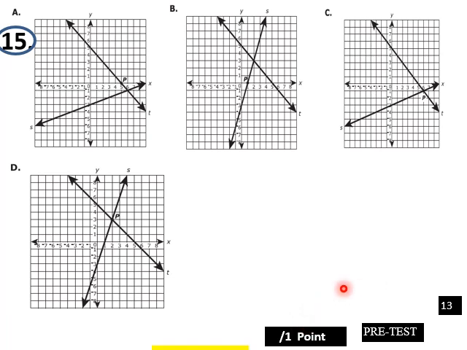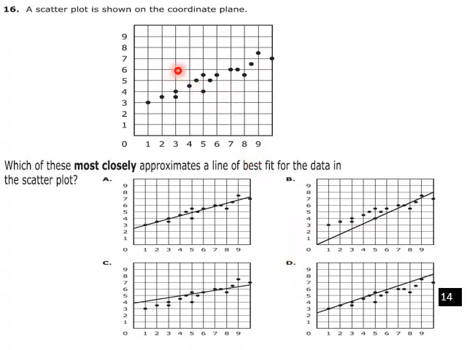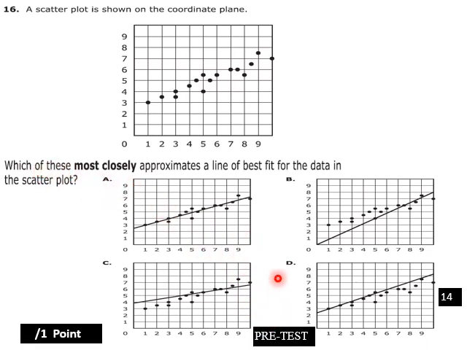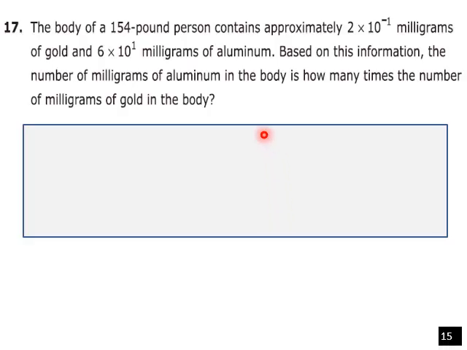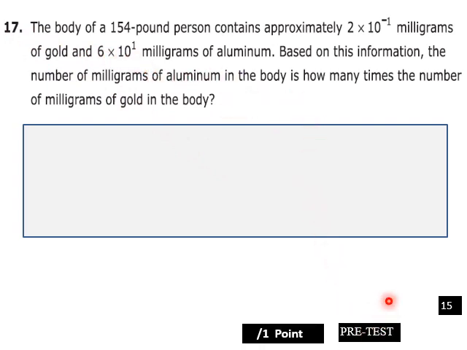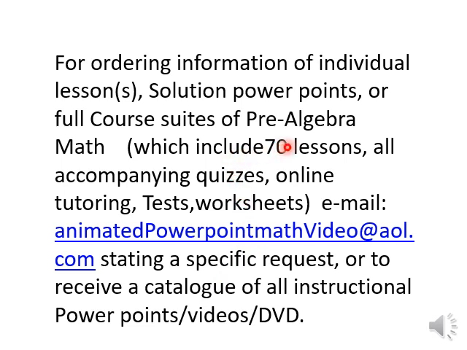That's page 13. Then page 14 has a scatter plot, and you do this. Which of these? Then page 15 is problem number 17, worth 1 point. This is your answer sheet. Do your work here, class. And that is your pretest for Algebra 1.